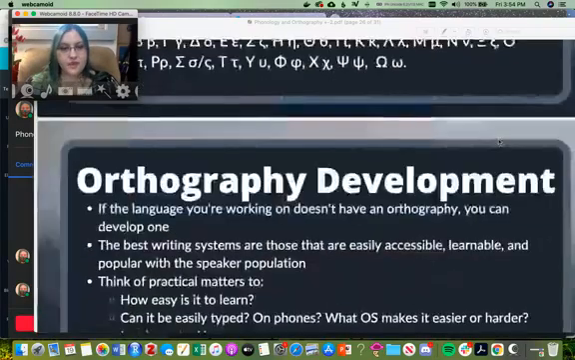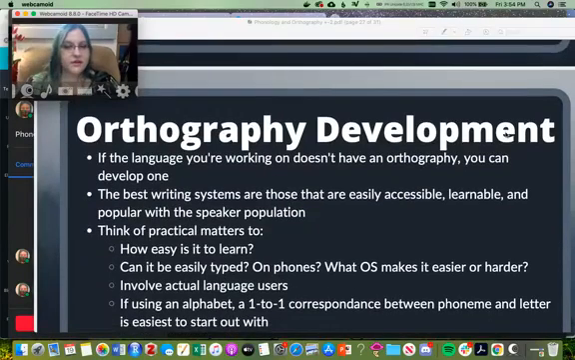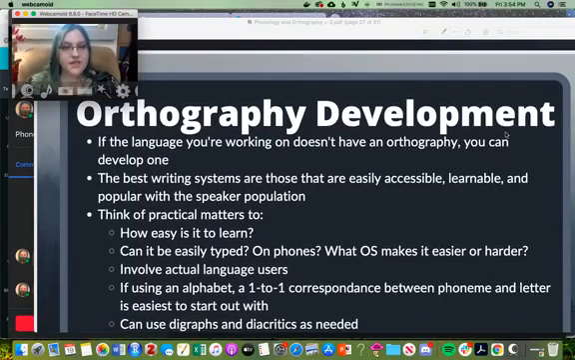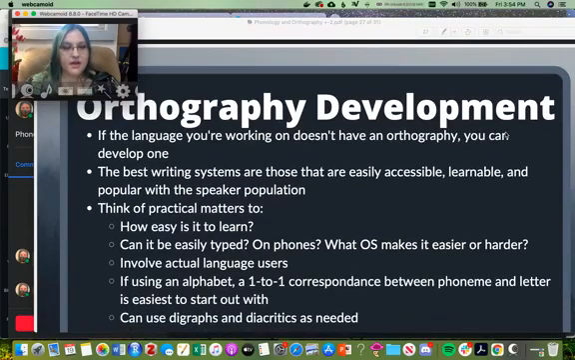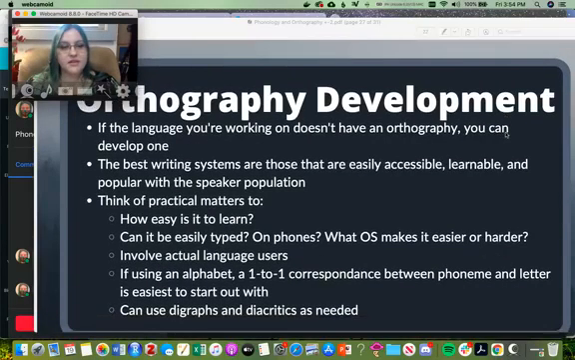So if you're looking to do orthography development, if your language doesn't have a standardized orthography, you can always develop one. Typically, the best writing systems are those that are easily accessible, learnable, and popular with a speaking population. It's a really good idea to think about practical matters of implementing a new writing system.